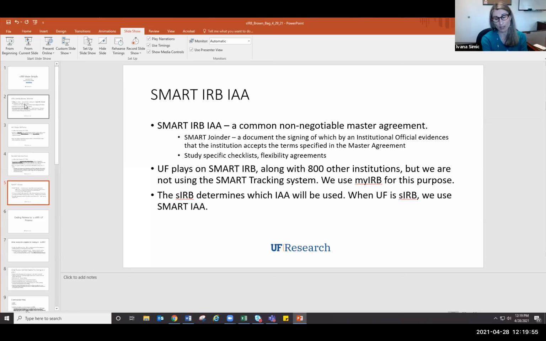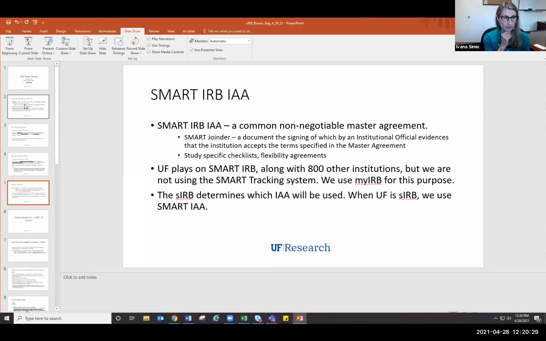And so the virtue of that agreement is that anytime institutions try to establish reliance, they don't have to depend on their general counsels and their turnaround times. The terms of this agreement are pre-agreed upon. And the only thing that institutions have to pay attention to are study-specific checklists and flexibility agreements that may or may not need to go through general counsel. Typically not, but then there are sometimes some flexibility agreements that might need general counsel input.